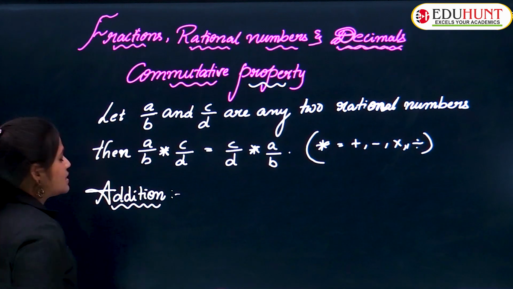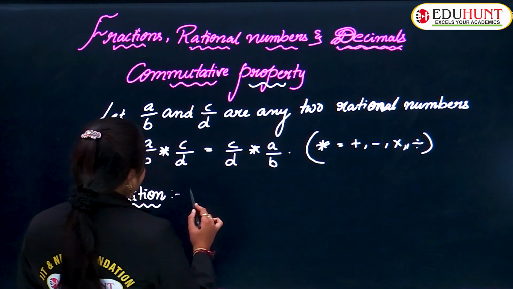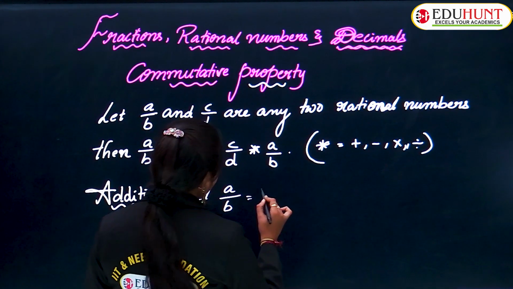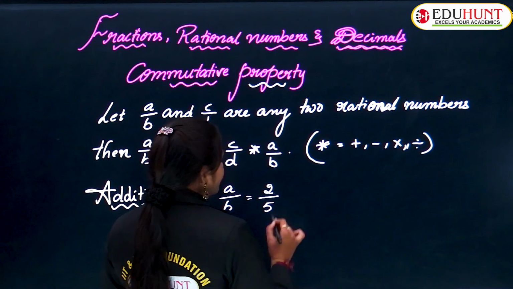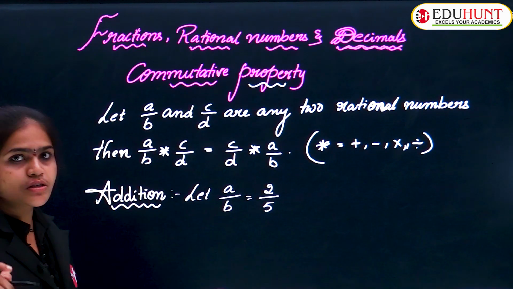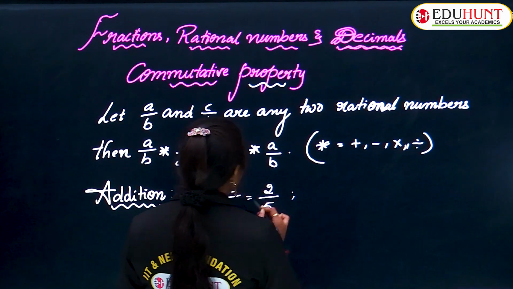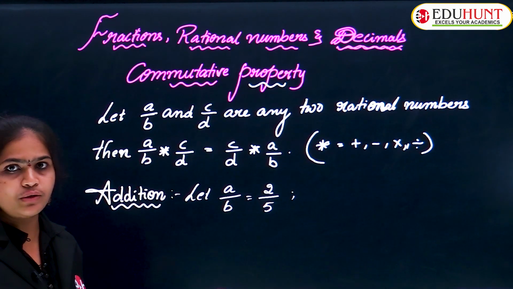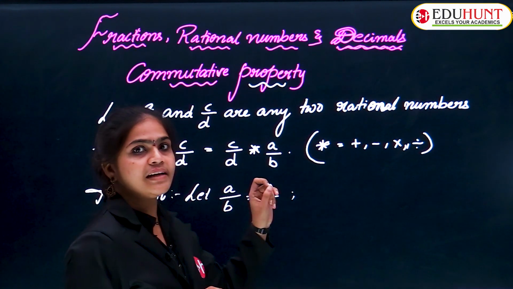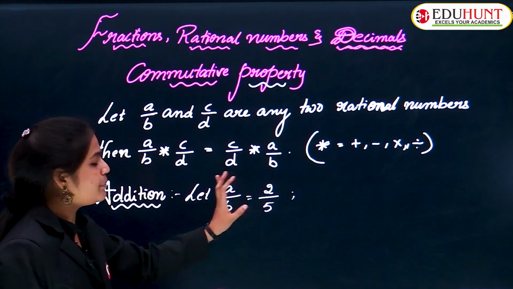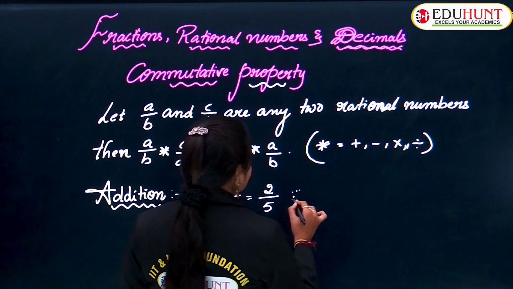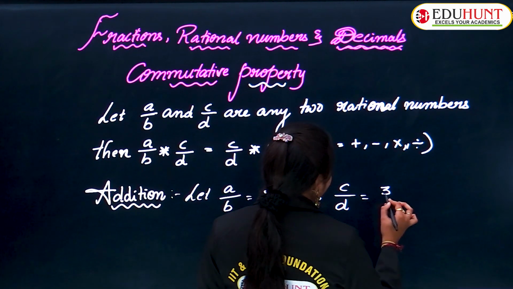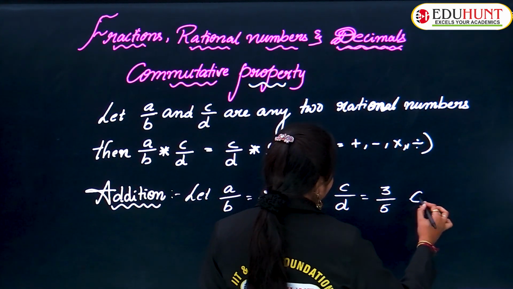Okay, now here see that let A by B is equal to 2 by 5. Totally like fractions only I am taking here. Why? Because for your understanding purpose. You can take any unlike fractions also, and in the same way negative values also you can take. First, for understanding the concept only I have taken like this. A by B is equal to 2 by 5, which is a rational number, and C by D is equal to 3 by 5. This is also a rational number.